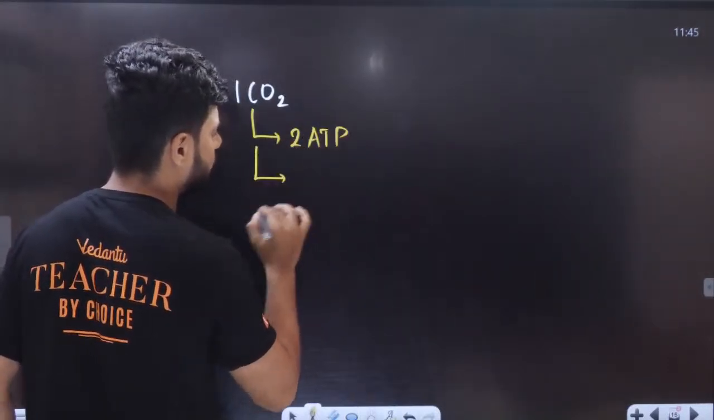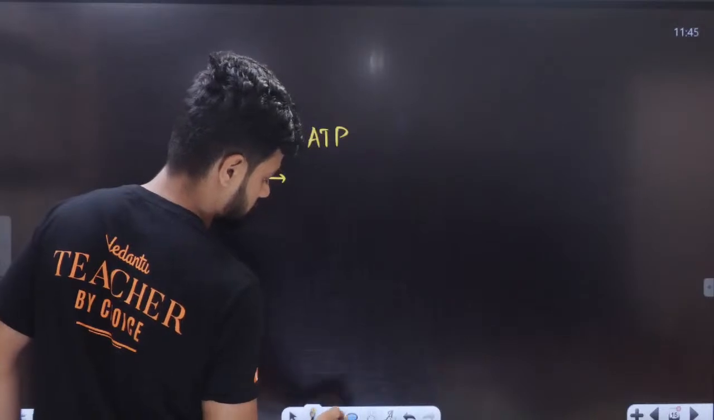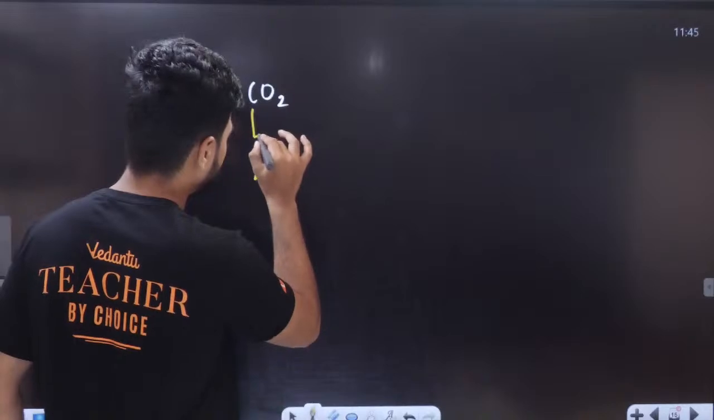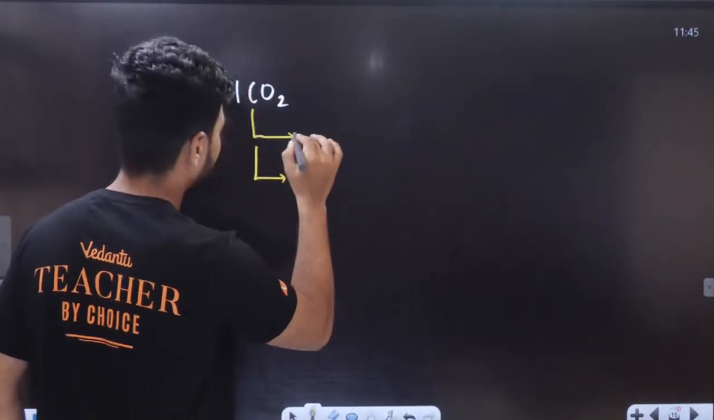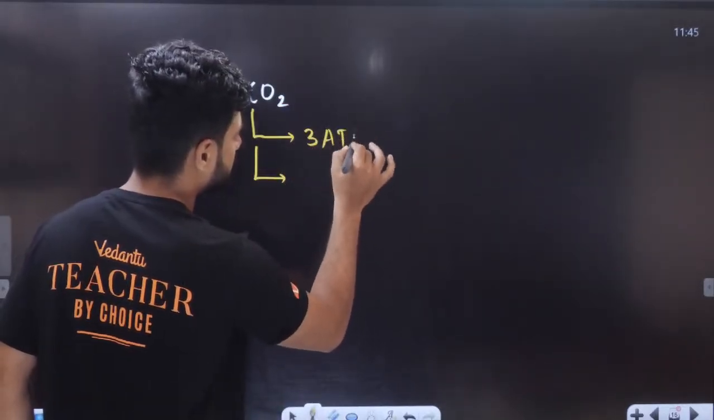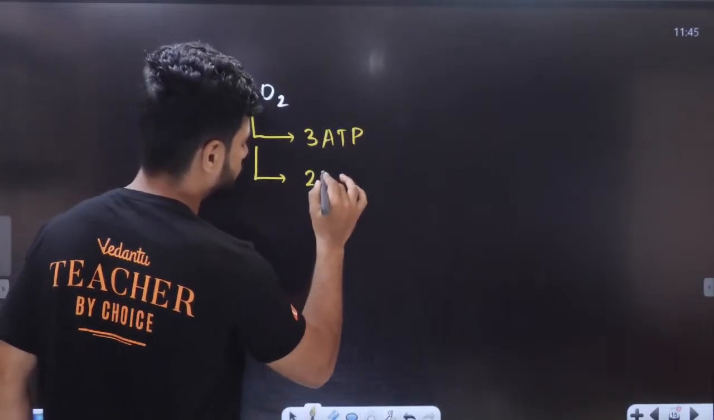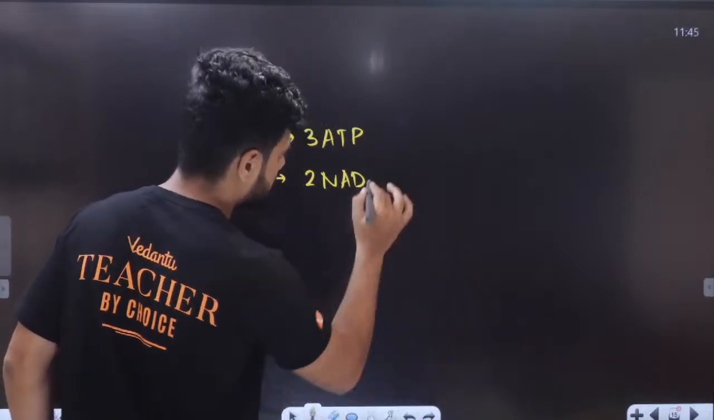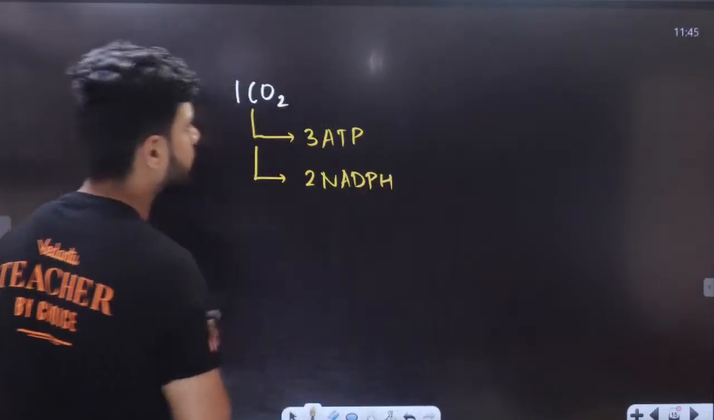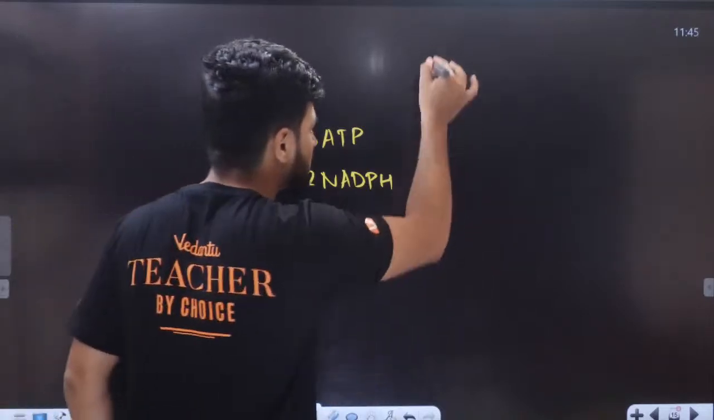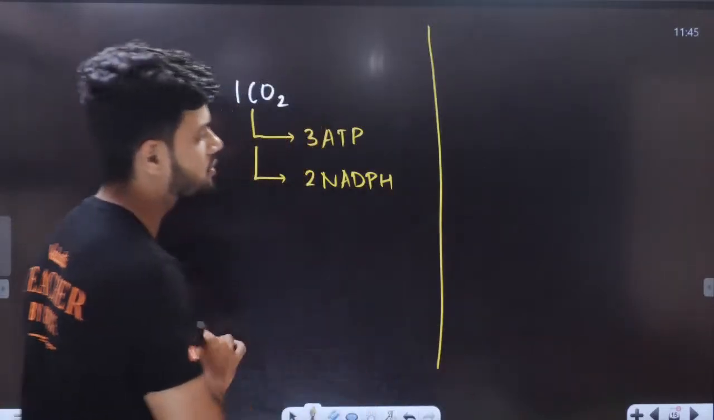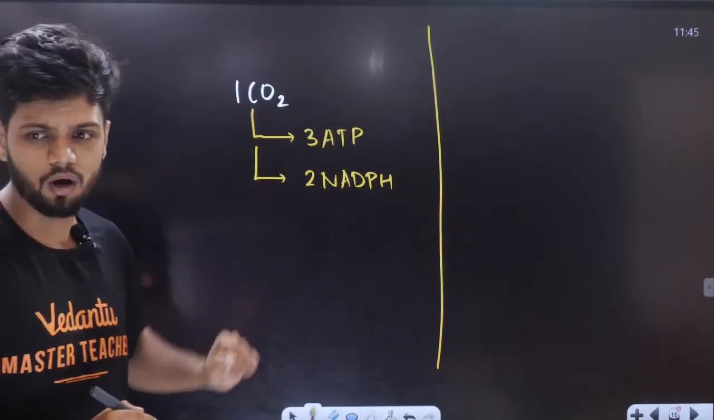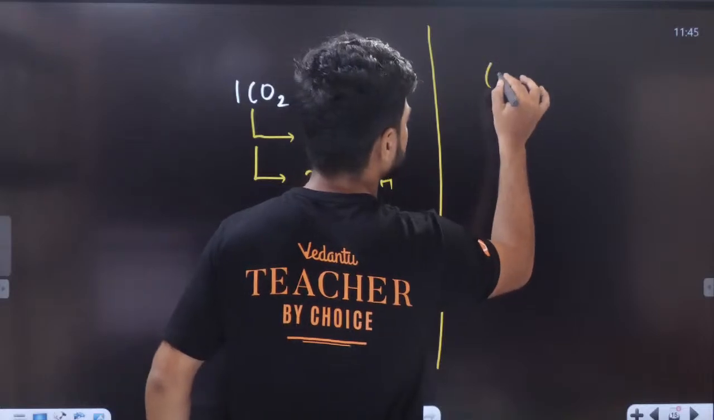At the same time, we require 3 ATP, right? 2 ATP in the second step, and in the last step, one more ATP. So 3 ATP and 2 NADPH for one CO2. Now, in examination, there's a famous question. They ask you for one CO2, this is the fate. Now, what about for glucose?